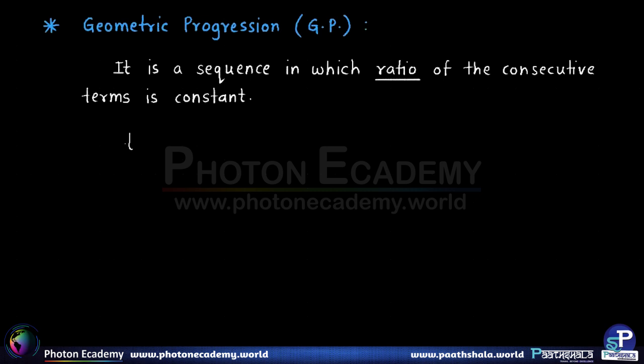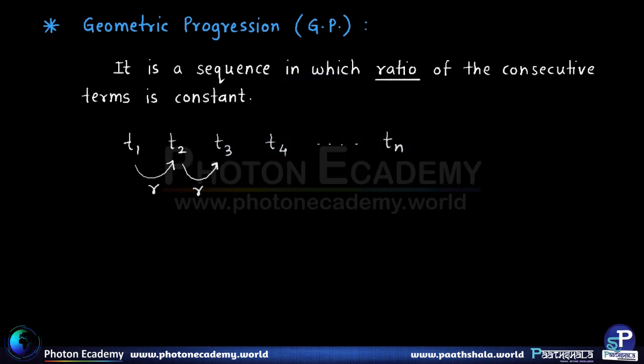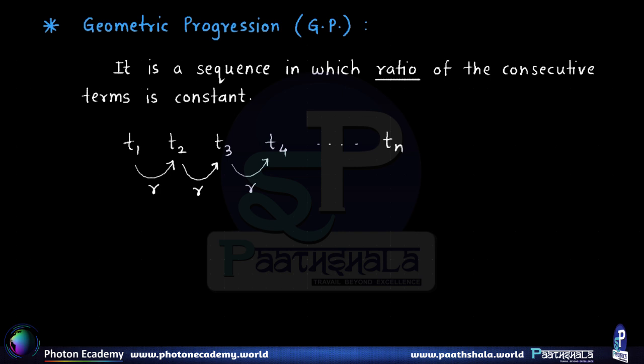So if we have the terms as T1, T2, T3, T4 and so on up to say Tn, we want the ratio of each consecutive term to be the same, that is, we denote it by R as the common ratio. So it's nothing but whenever we multiply T1 with R we get T2, we multiply T2 with R we get T3 and so on. Alright, so that is the definition of a GP. Typically here also we denote the first term with A and the common ratio with R.